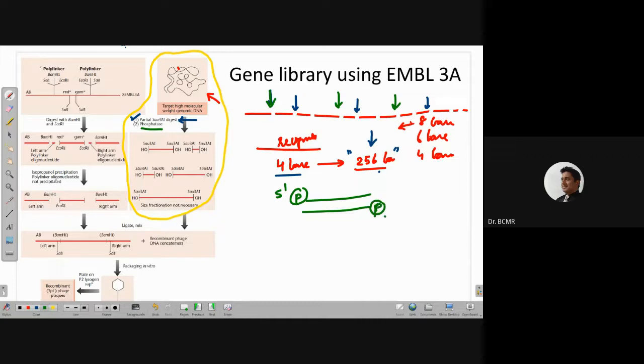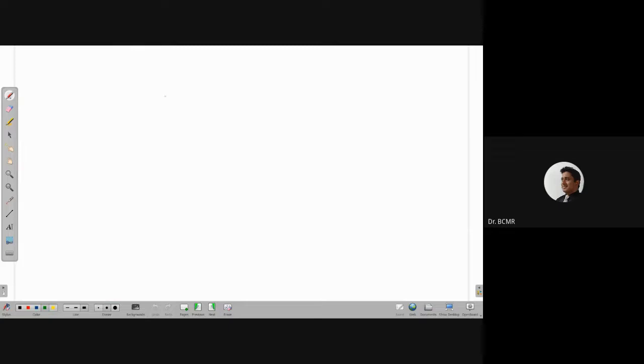Sorry, P5'. It removes the phosphate groups and leaves OH. When we were discussing small cloning strategies and so on, we always used alkaline phosphatase to treat the vector. Why were we bothered about it?